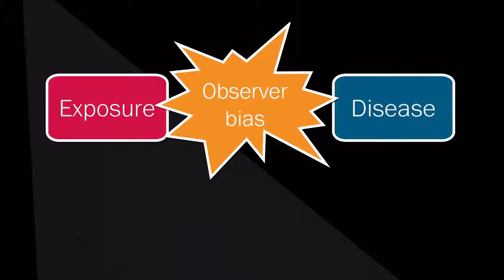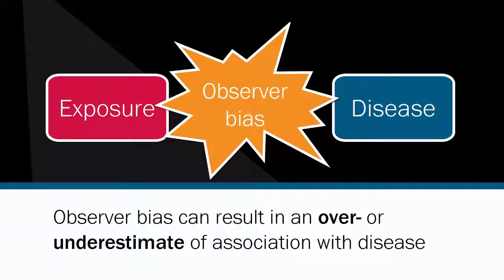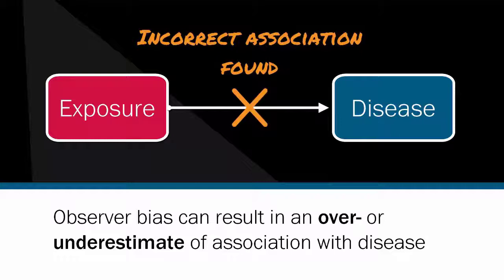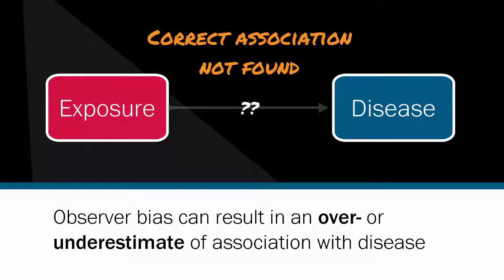What happens when observer bias is present? Observer bias can result in an over or underestimate of the association with the disease. So either an association will be found when none exists, or the association will be so weakened that none will be found.